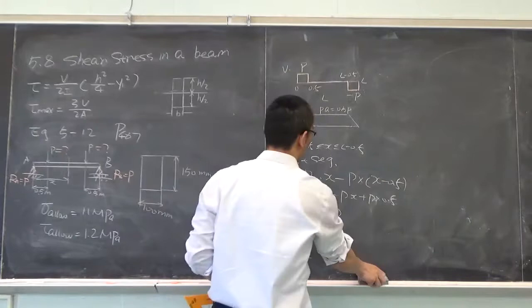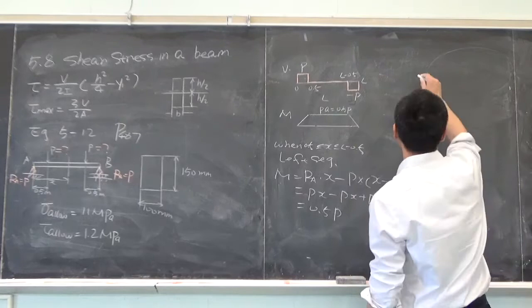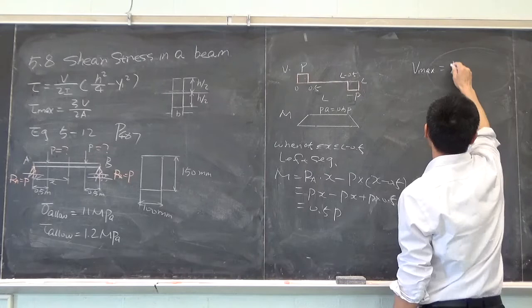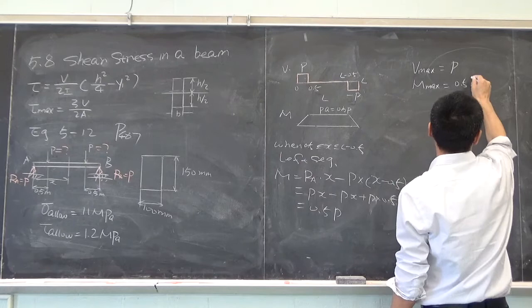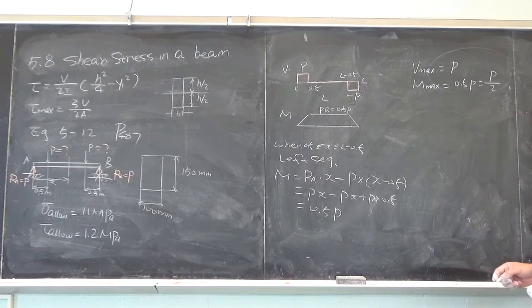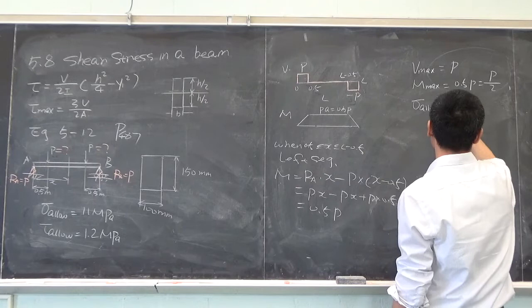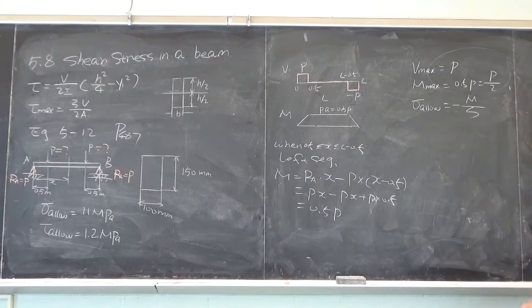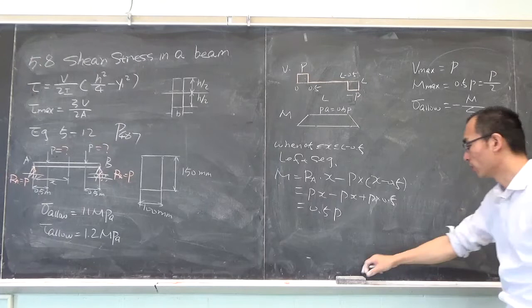Now can we know the maximum shear force and the maximum bending moment? Yes, right. The maximum shear force will be equal to P. The maximum bending moment will be 0.5P, or you can write P over 2, right? For the allowable stress, we can use this one: the maximum normal stress is equal to the maximum bending moment divided by the section modulus. So the general form is like this, right?